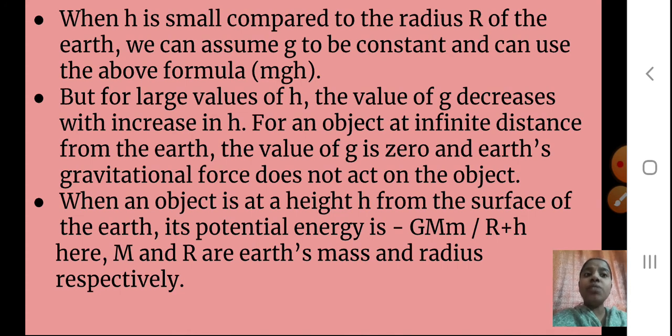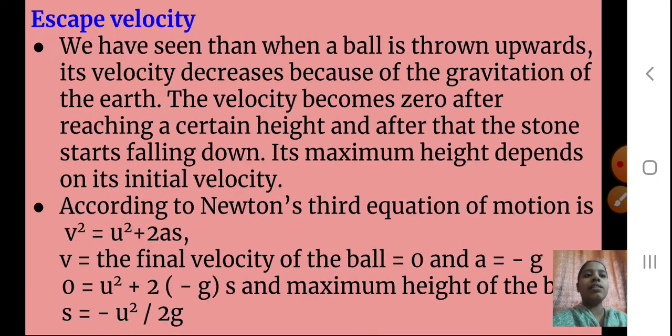When an object is at height h from the surface of the earth, its potential energy is given by −GMm/(R+h). We take the height also. M and R are the earth's mass and radius respectively. So to calculate potential energy when the object is at a height h from the surface of the earth, you are going to use the formula −GMm/(R+h). Is it clear students? Did you understand till here? Okay, we will move to the next.